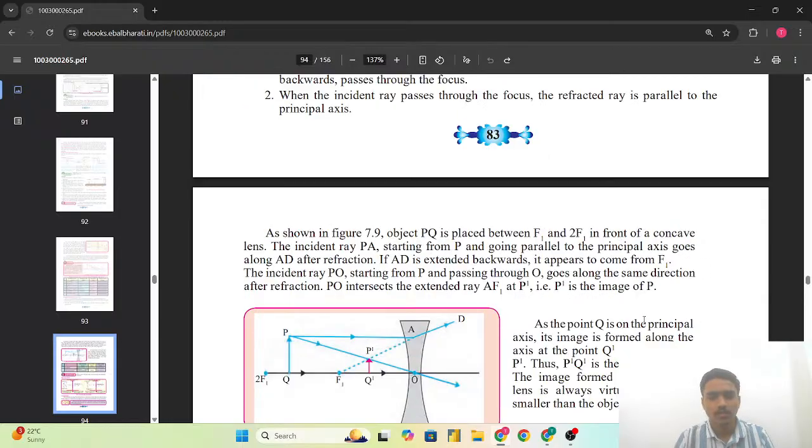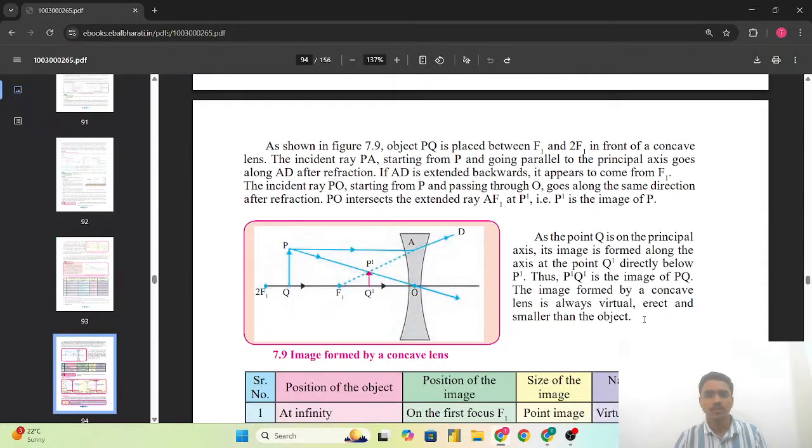Next, we will be studying the concave lenses in the next part.